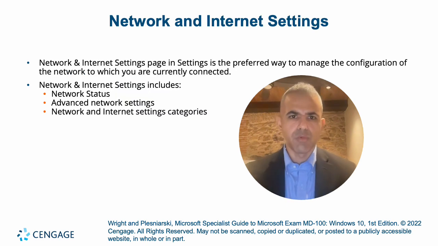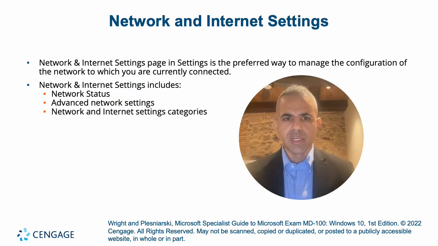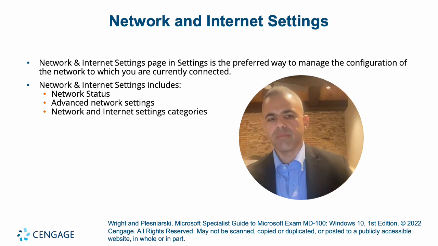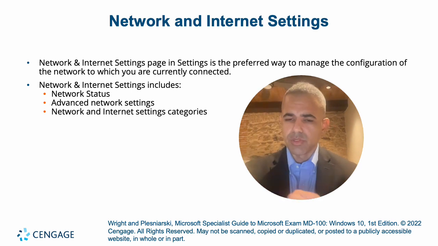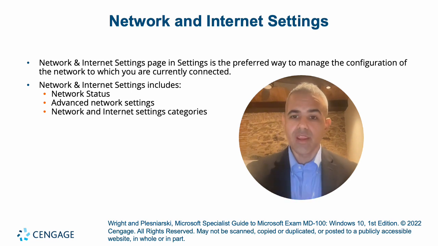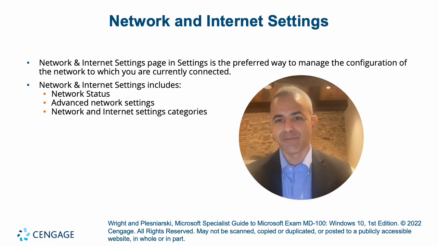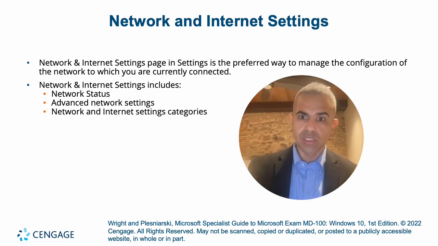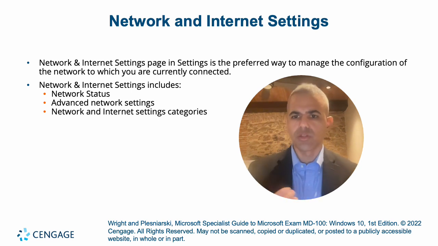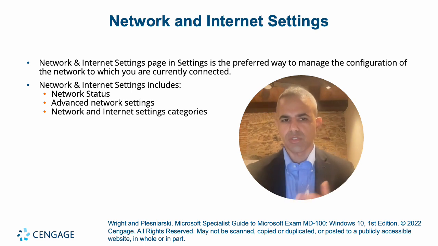We'll start with networking settings. The network and internet settings page can be accessed by just clicking on your start menu and going into settings. And this is the way that Microsoft wants you to access it moving forward. Microsoft gives you a lot of legacy options, meaning old ways of doing it, like through the control panels, which we'll discuss. But within the network settings, you're going to find your network status.